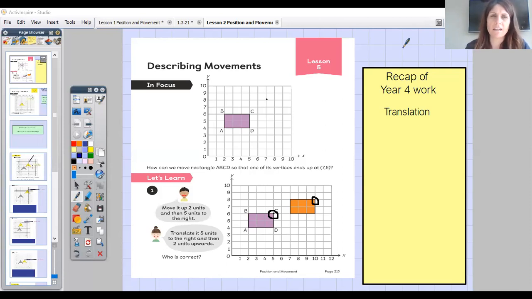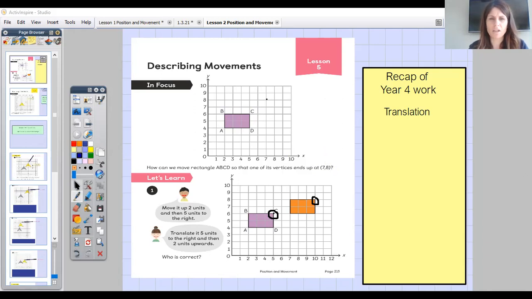So your lesson in your Year 4 book was called Describing Movements, which is a really good way of talking about a special mathematical word called translation. And it's thinking about how a shape moves. So you'll see here that we've got a rectangle and it is A, B, C, and D. They're the vertices of our shape. And it moves so that one of its vertices ends up at 7, 8.